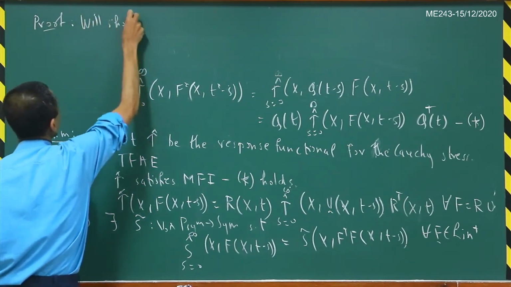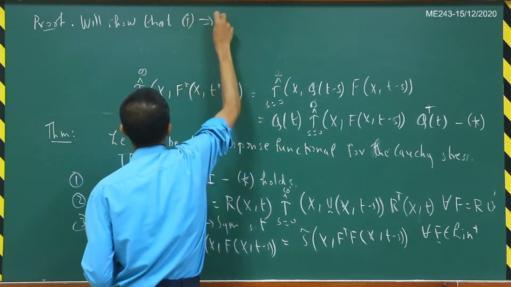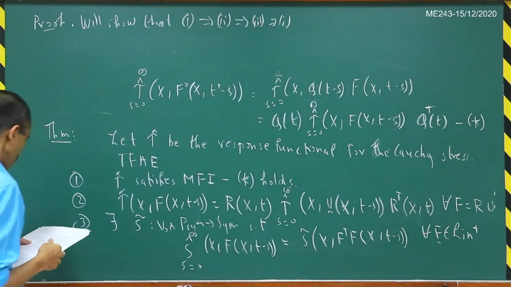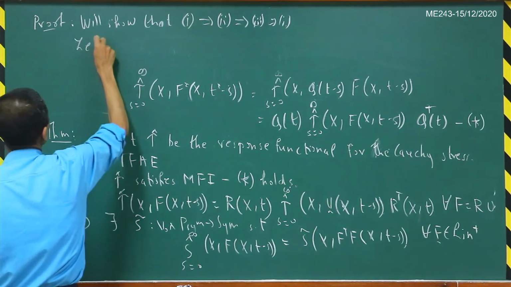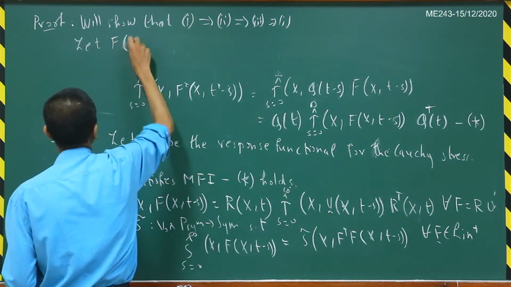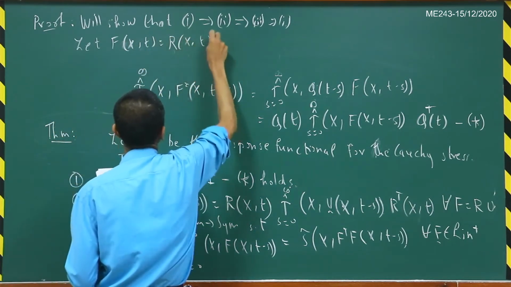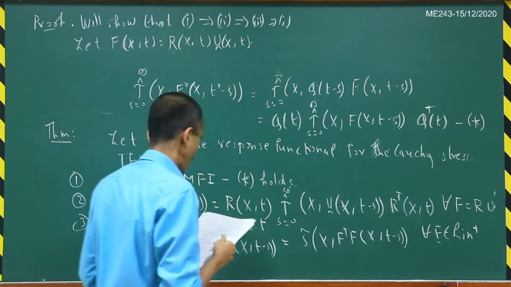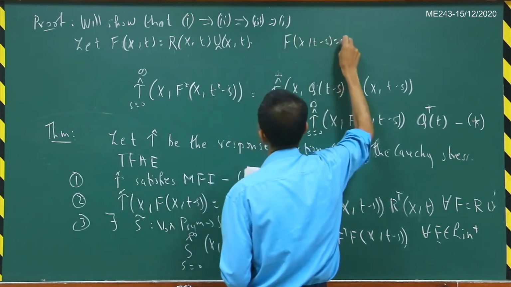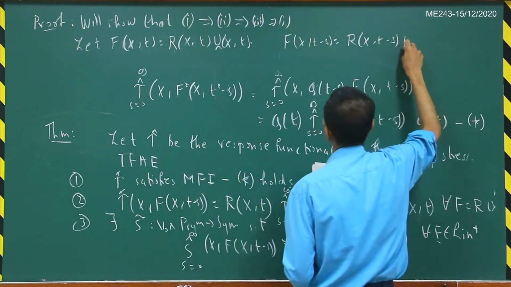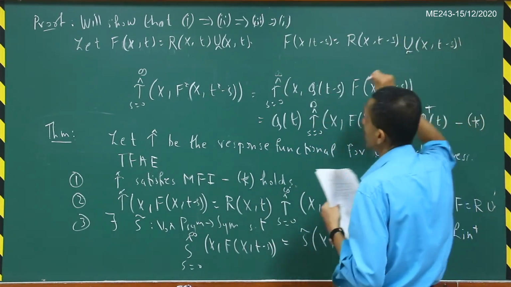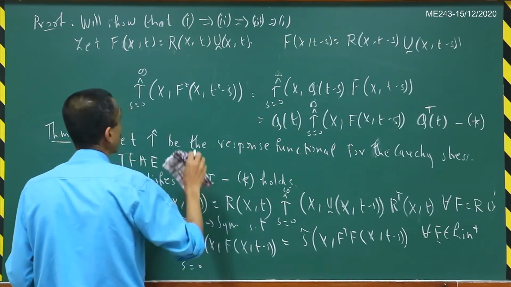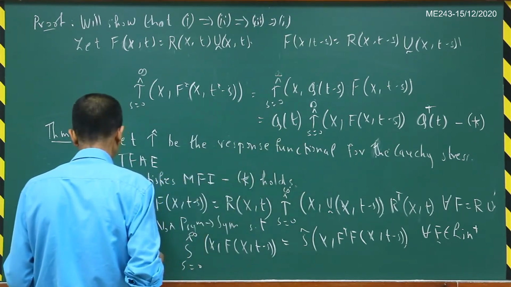We will show that 1 implies 2. So this is the polar decomposition, and then we will get that F of x, t minus s is equal to R of x, t minus s times U of x, t minus s. So instead of this F, let me put the deformation gradient there.